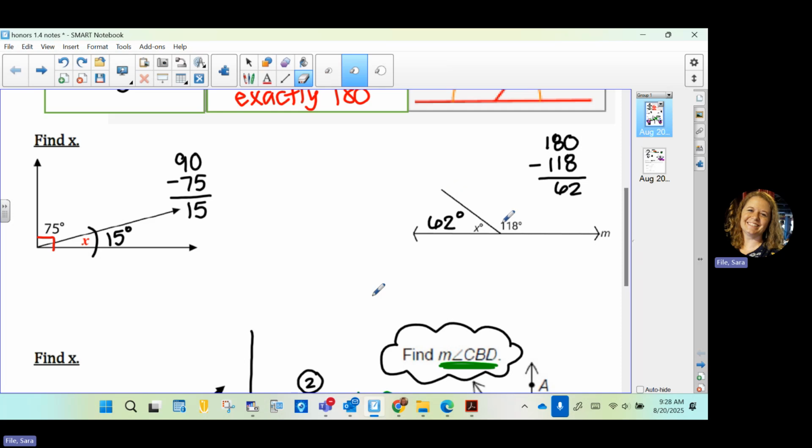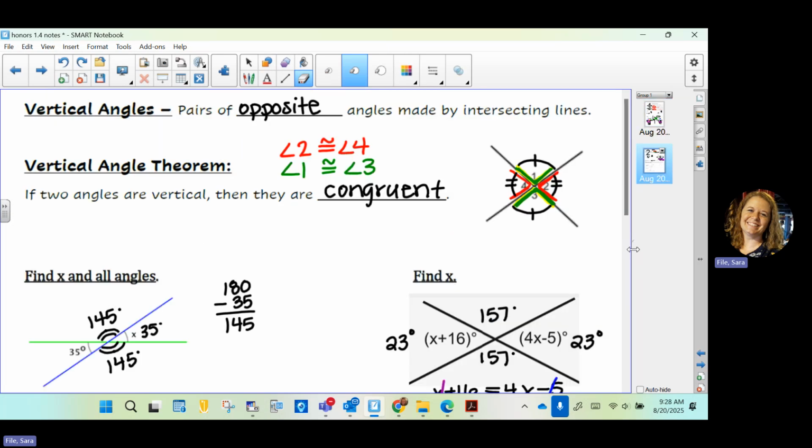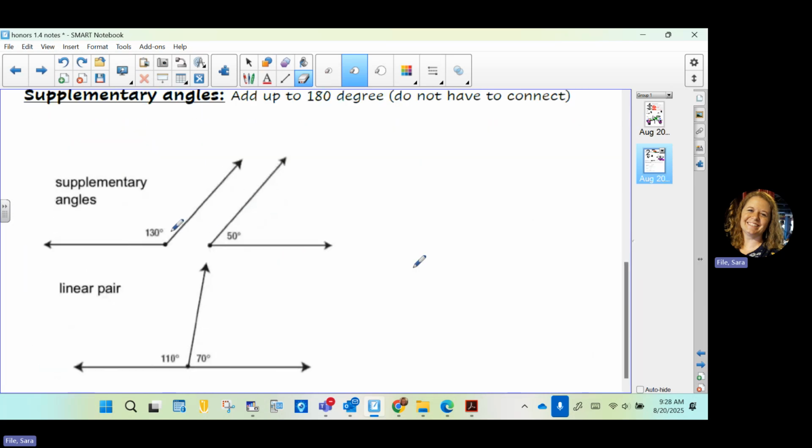They share a common side. This is a linear pair. Okay. They share a common side. Okay. They form a line together. Okay. But supplementary can be disconnected like this. Okay. They don't have to touch. They can be drawn separately.